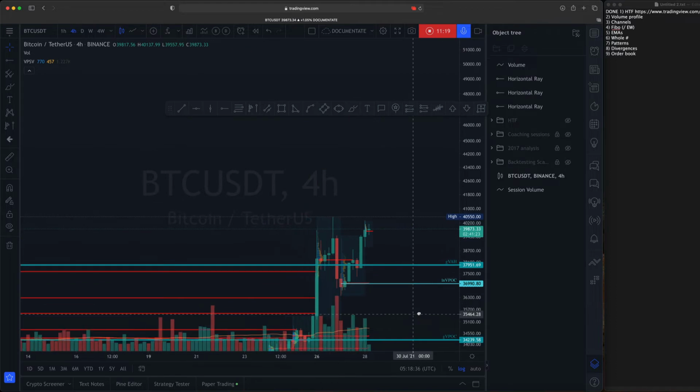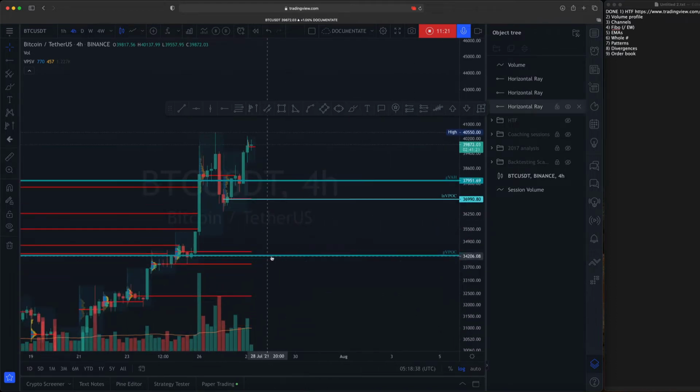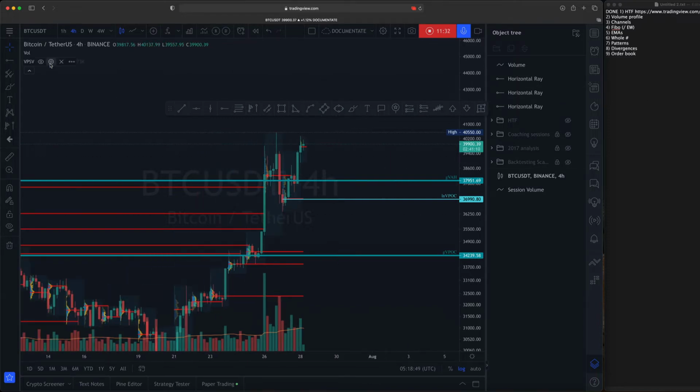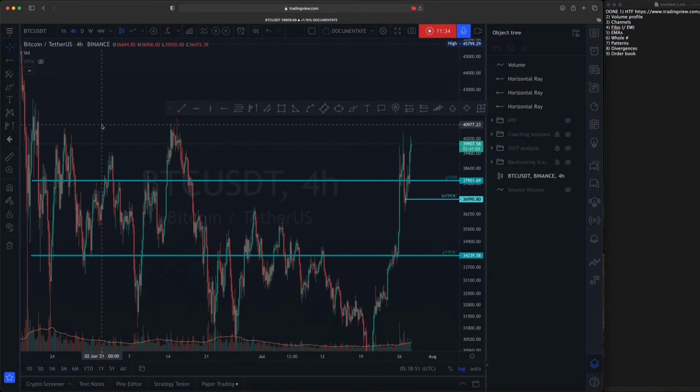Okay, that's the closest one. I don't care about this one. It's already near the global VPOC, so I will check it later if it matters. That's all regarding the volume.